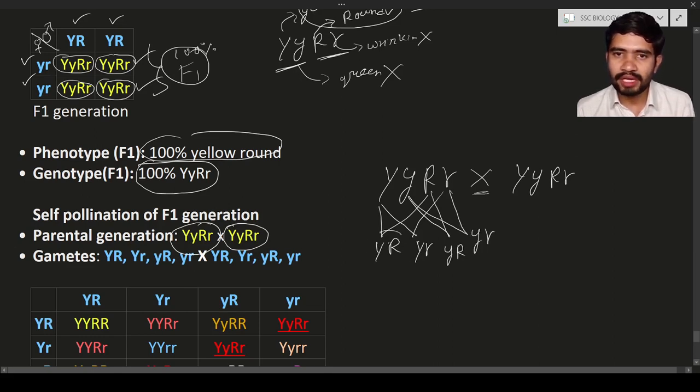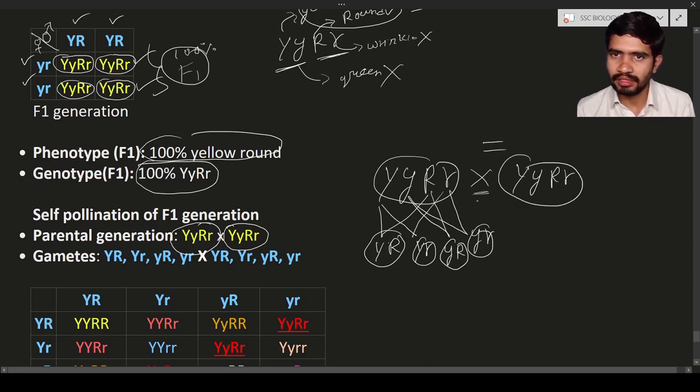How many gametes will you get from one individual? 1, 2, 3 and 4. You will get four types of gametes from this parent. If this parent and the other parent are both similar, you will get similar types of gametes. What are the similar types? Capital Y, capital R; next capital Y, small r.